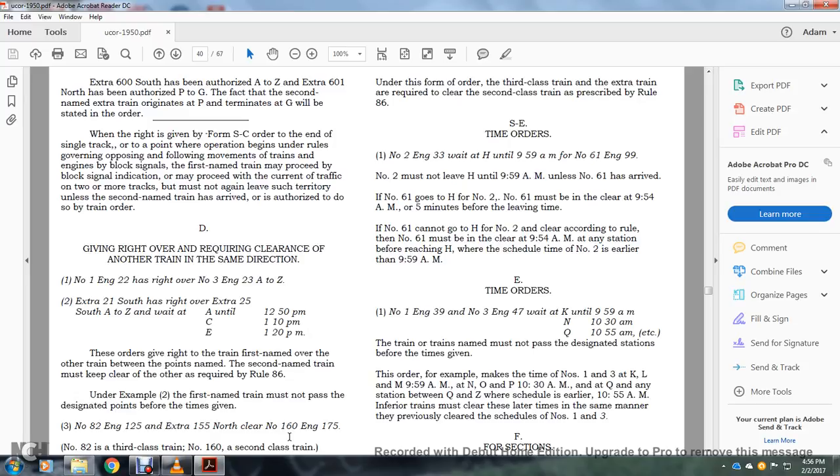Number 2, Engine 33, wait at H until 9:59 a.m. for number 61, Engine 99. Number 2 must not leave H until 9:59 a.m. unless number 61 has arrived.